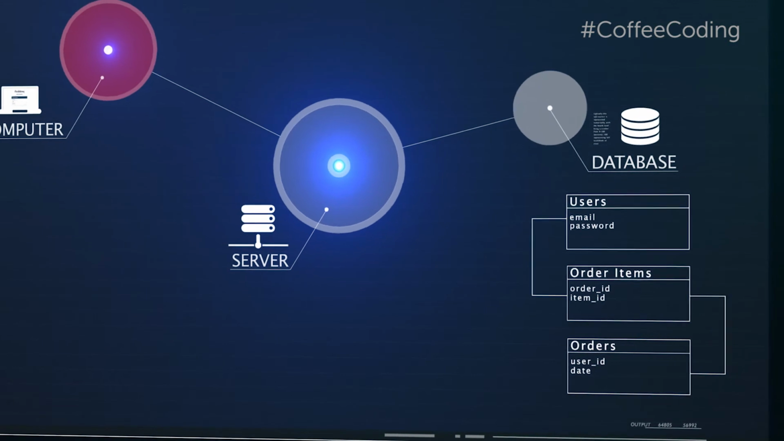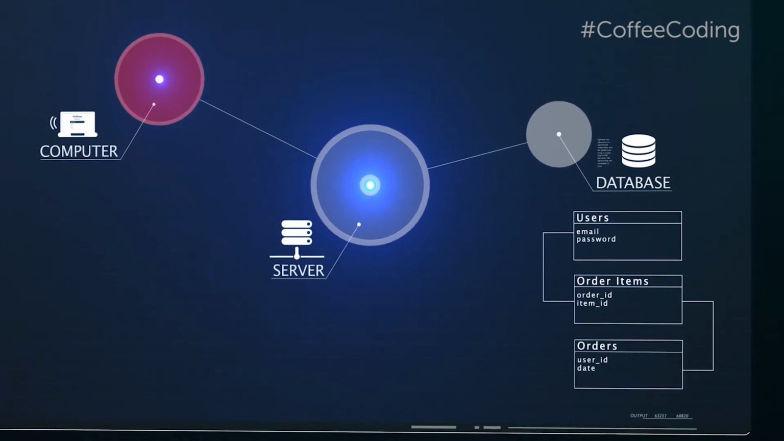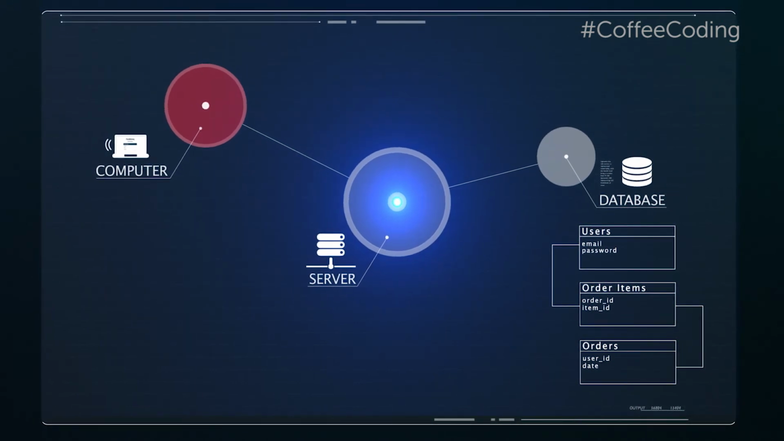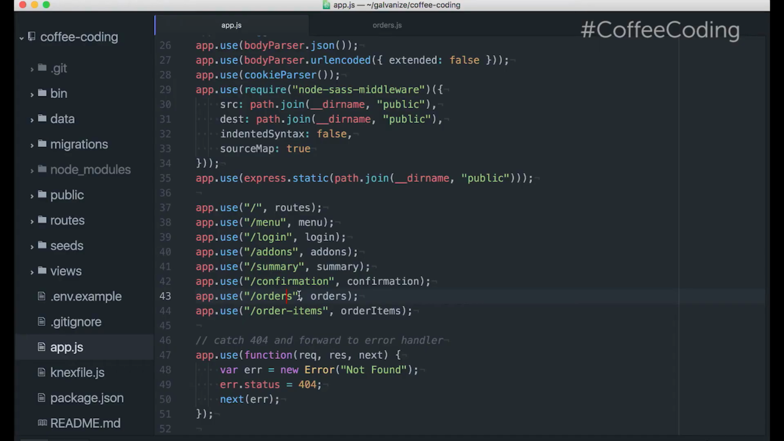The server is the connecting piece between the database and the browser. The browser is going to request information or ask to store information, and the server will do that. The server can communicate with the database to make that happen. So let's take a look at some code.